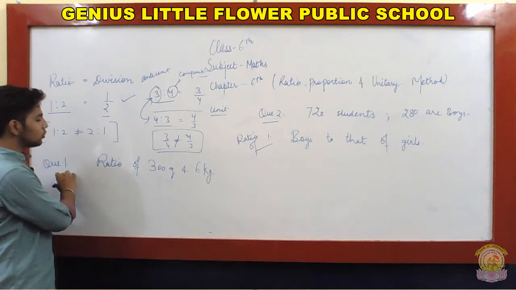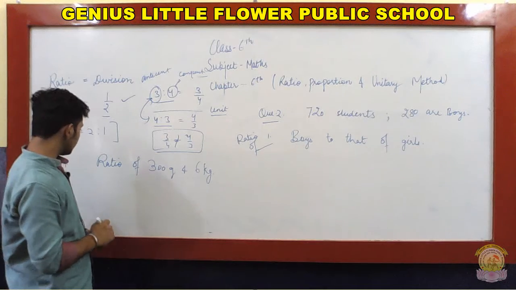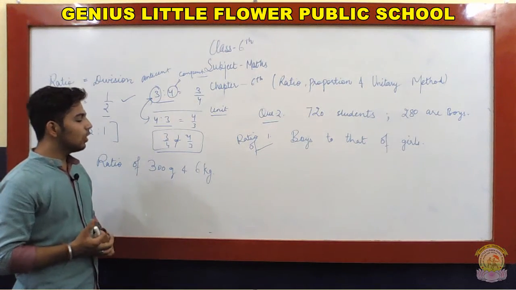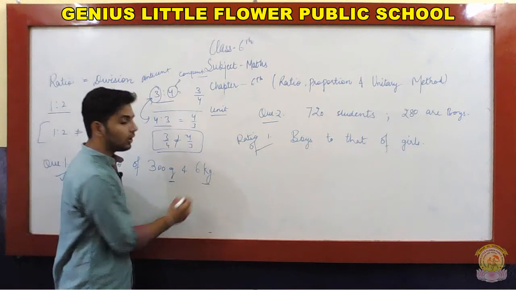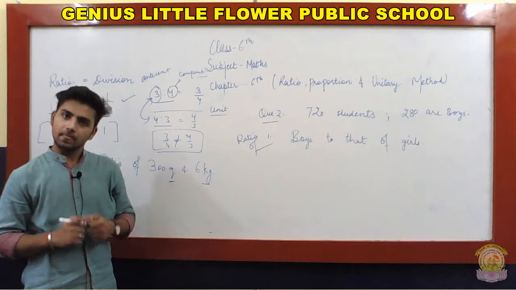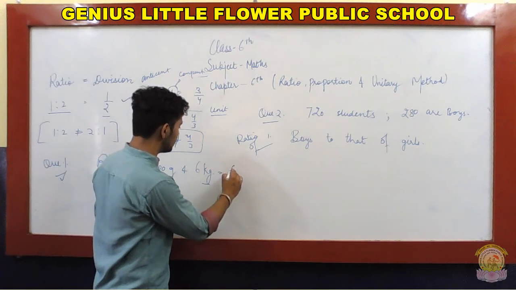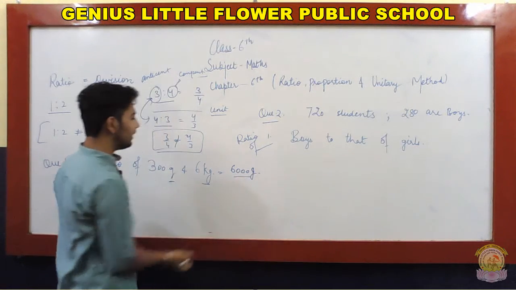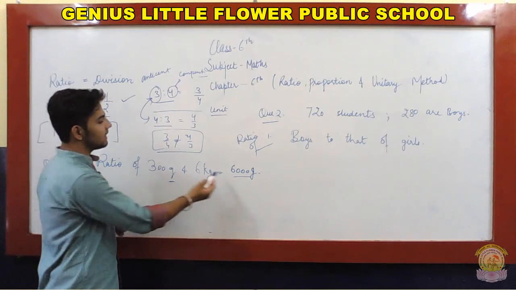So we are considering question number 1 according to the examples in your books. Check out your book. First is the ratio of 300 grams and 6 kg. Their units are quite different. So firstly we are going to convert kg into grams, right? So what is it in grams? 6000 grams, right? 1 kg consists of 1000 grams. So what we have is 300 grams and 6000 grams.